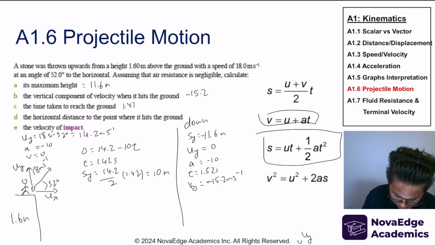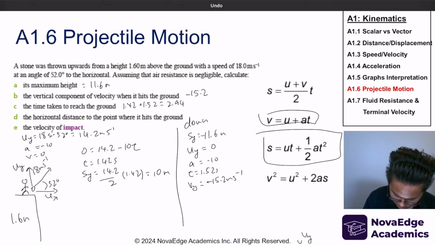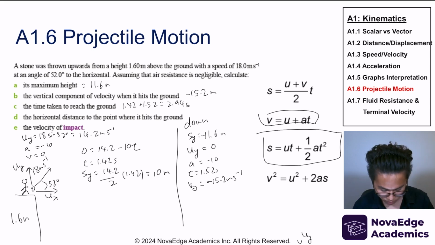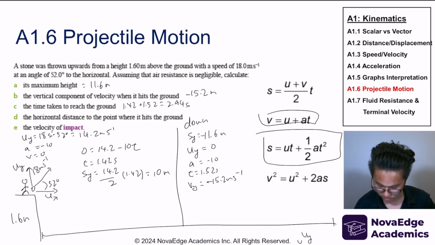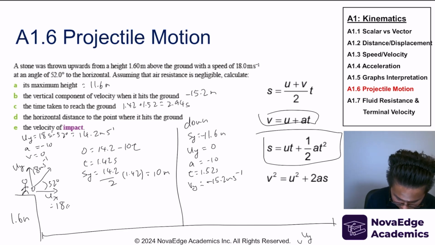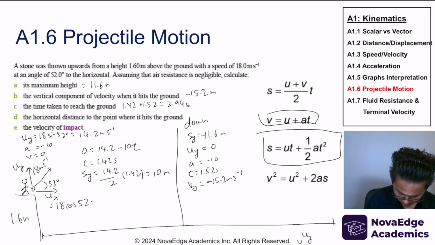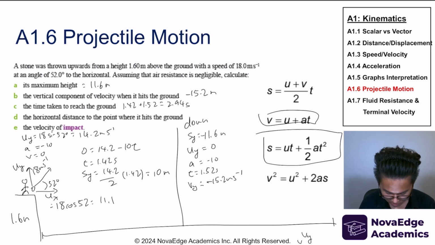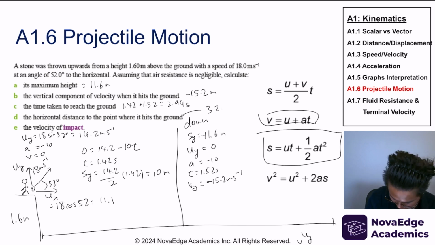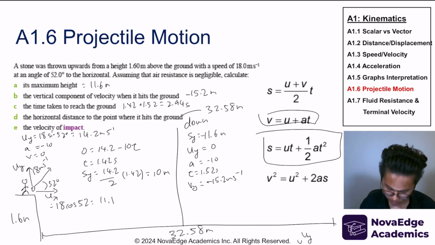C, the time taken to reach the ground, is just the total time. So that's 1.42 plus 1.52, which is equal to 2.94 seconds. D, the horizontal distance that it traveled. Well, I can multiply Ux by time like last time. Ux is equal to 18 cosine 52, which is equal to 11.1 meters per second. So multiply that by 2.94, and I get 32.58 meters going to the right.